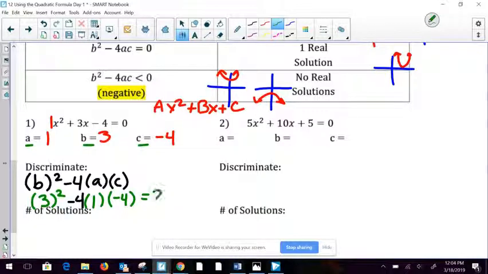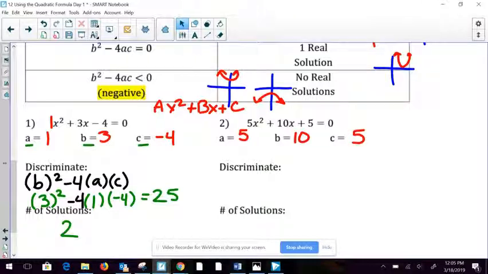Did you get 25? Awesome. Because 25 is a positive number, it means that we have two real solutions. Let's try another. Looking at number 2, what number's in the A position? 5, good job. What number's in the B? Great, 10. And finally, the C is, you guessed it, 5.